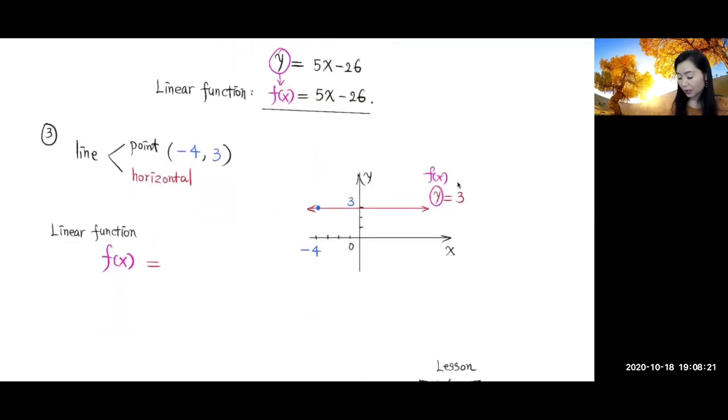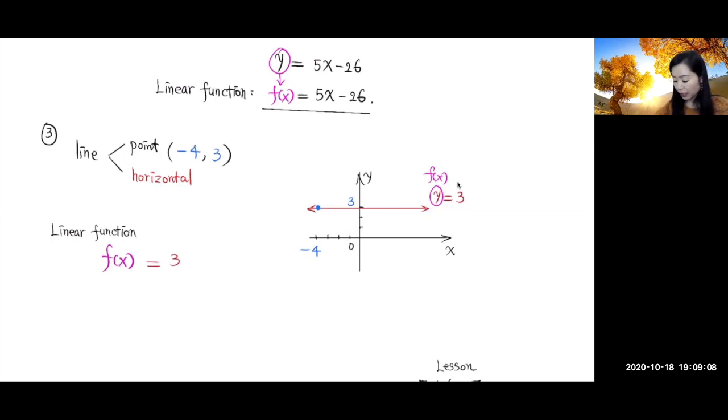Number 3. The line passing through this point and it is horizontal. So passing through this point (-4, 3), and it is horizontal. So the equation for this line is y equals 3. Every point on this horizontal line has the same y-coordinate, and they all equal 3. So now you just need to replace this y by f of x. So f of x equals 3, that's a linear function. Sometimes we call that the constant function because this number here is not going to change.